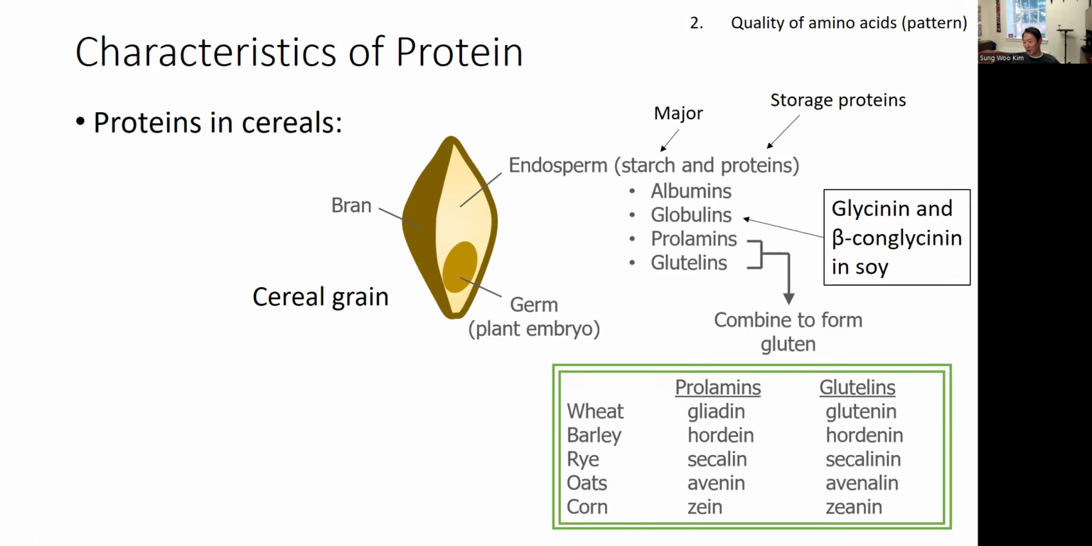I will not ask you to know all these names because you can read. You can come back to this slide to know. But don't forget about the corn. Corn prolamine is called zein. The corn glutenin is called zeanin. This is such an important food source and such important feed ingredients. In the case of legume seeds like soybeans, the proteins in the endosperm are called mainly albumins and globulins, and we'll talk about that in the next slide.